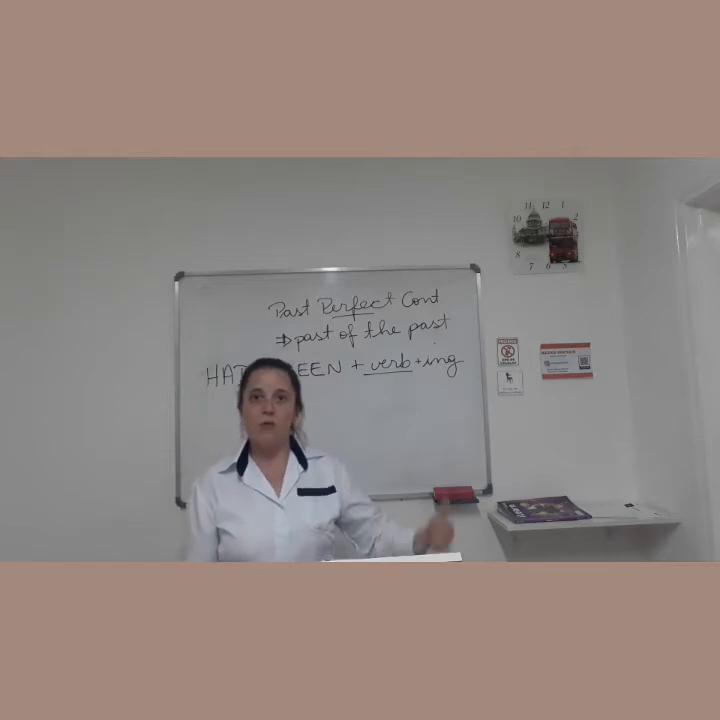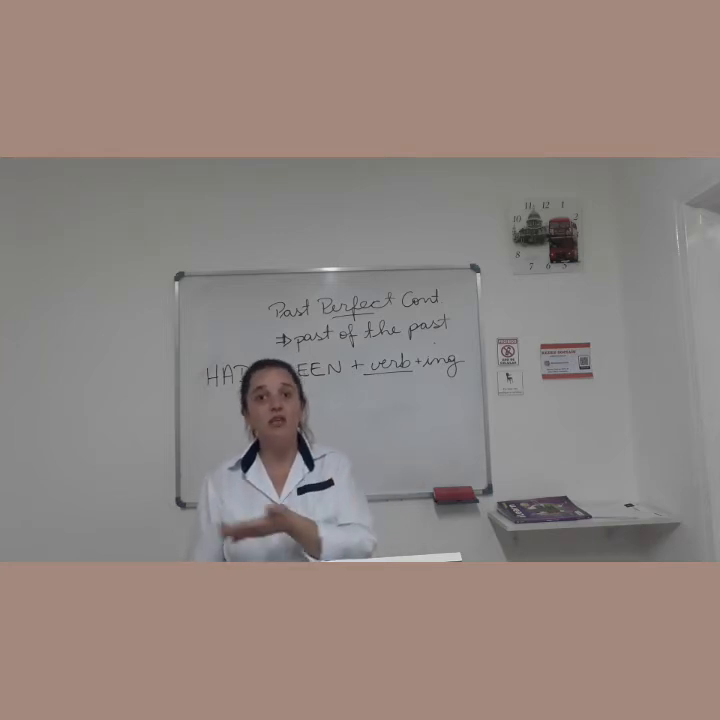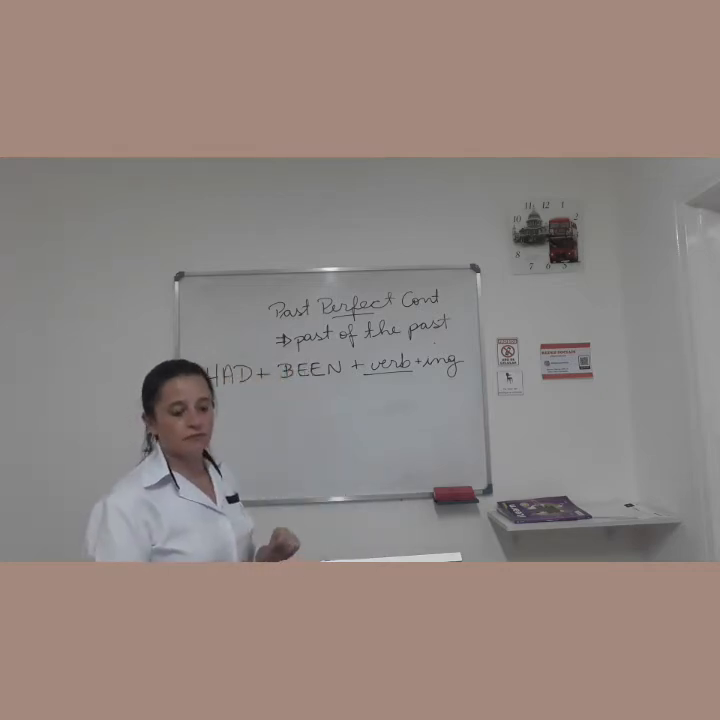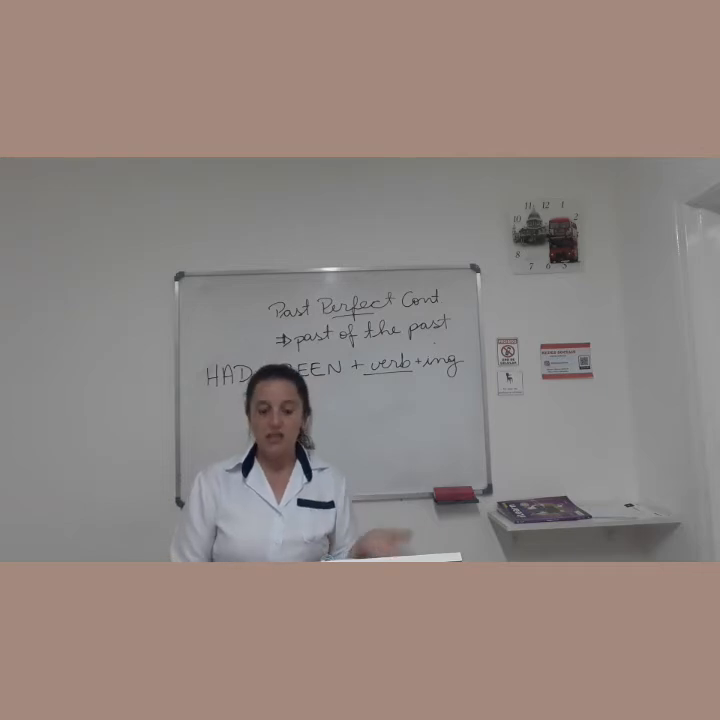Okay, example. She had been studying English for 3 years when she became a teacher. So she already became a teacher in the past. And what happened before that? She had been studying. It was a continuous action. Okay? Questions are indicated by inverting the subject and the auxiliary. So, it's going to start with the auxiliary had. Had she been studying English for 3 years when she became a teacher? Yes, she had been studying English for 3 years when she became a teacher.